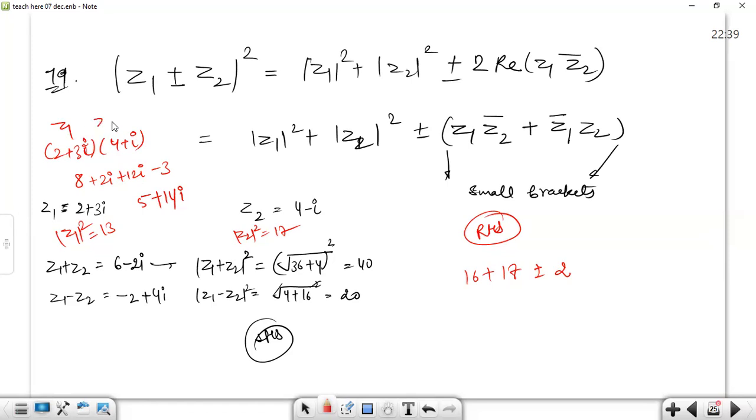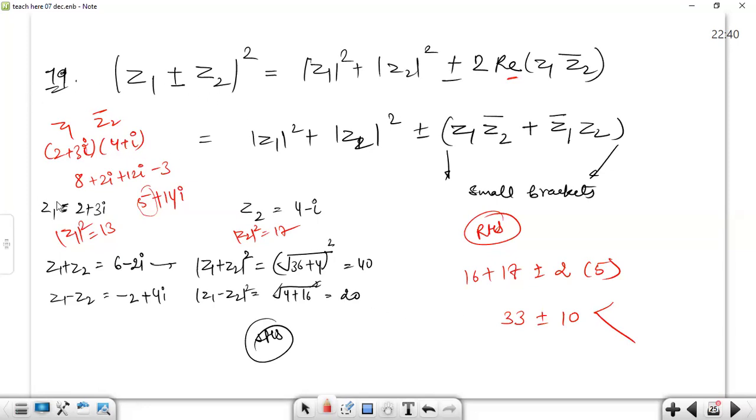Now we have to take the real part of this. So the real part of this is 5. So plus minus 2 into 5. Great. 16 plus 17 becomes 33, plus minus 10. So if we are finding out, okay, I guess we are missing something.